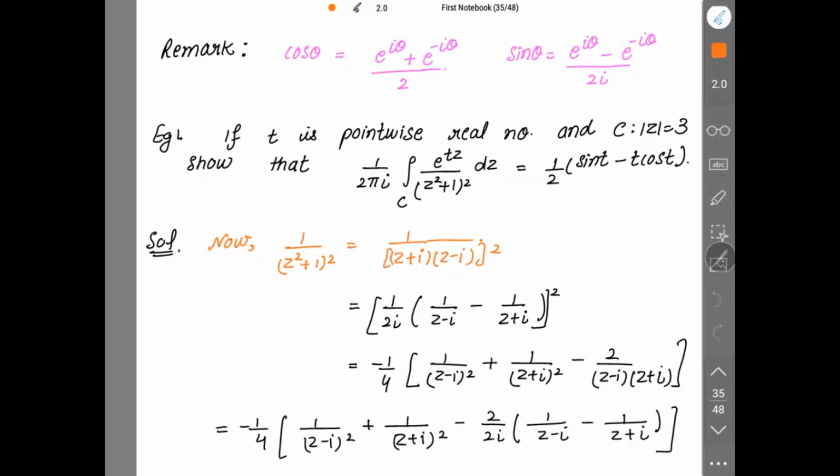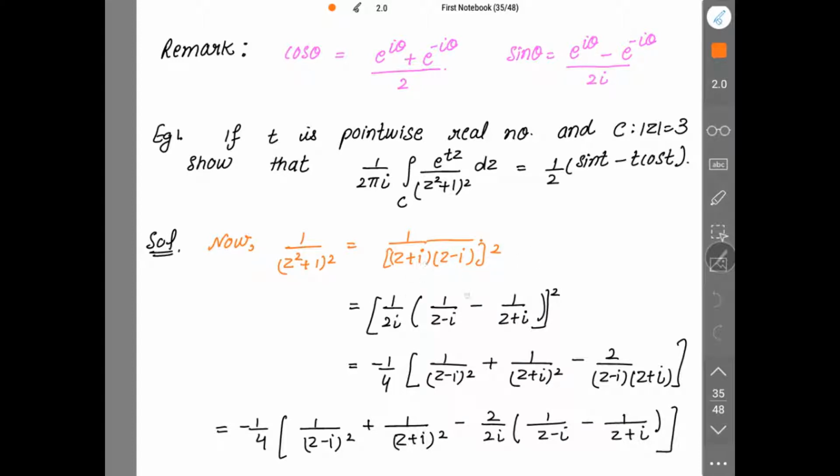Now the first example: if t is a point-wise real number and your circle is mod z equal to 3, we have to show that 1 over 2 pi iota integral of e to the power tz over (z square plus 1) whole square dz equals 1 by 2 sine of t minus t cos of t. Nothing to do here, you just have to first split the denominator. We know that z square plus 1 can be written as (z plus iota) into (z minus iota).